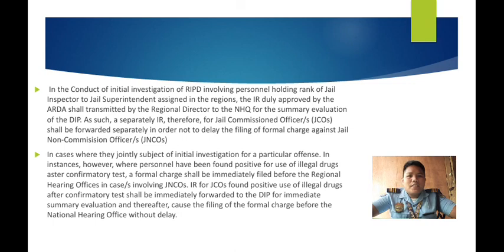offense. In instances, however, where personnel have been found positive for use of illegal drugs after confirmatory tests, a formal charge shall be immediately filed before the regional hearing offices in cases involving JNCOs. IR for JCOs found positive for use of illegal drugs after confirmatory tests shall be immediately forwarded to the DIP for immediate summary evaluation and thereafter cause the filing of the formal charge before the National Hearing Office without delay.